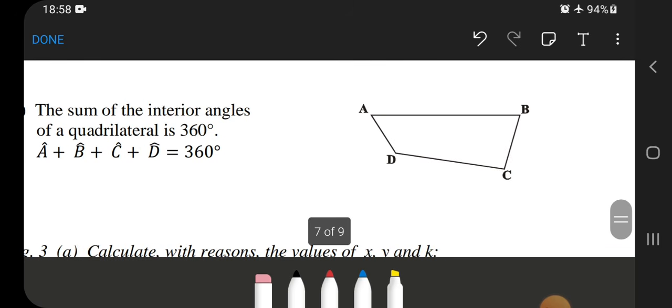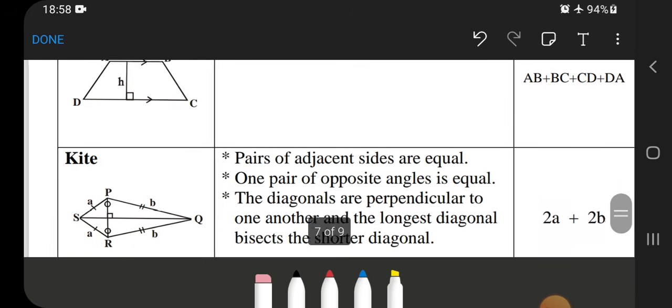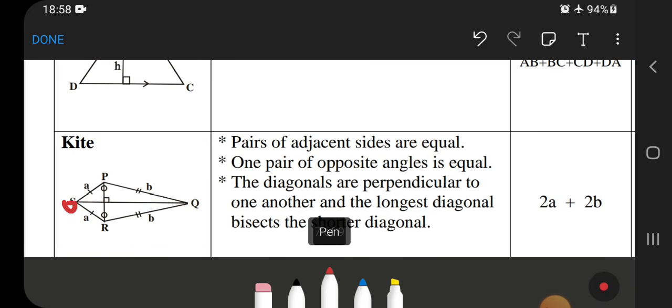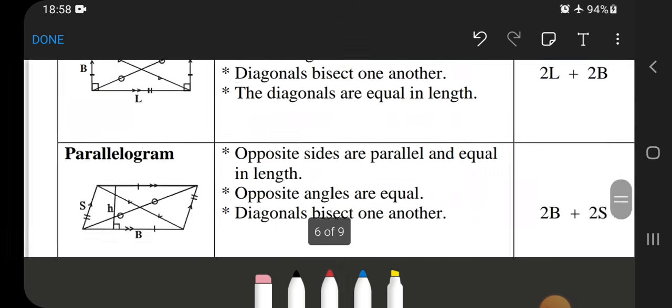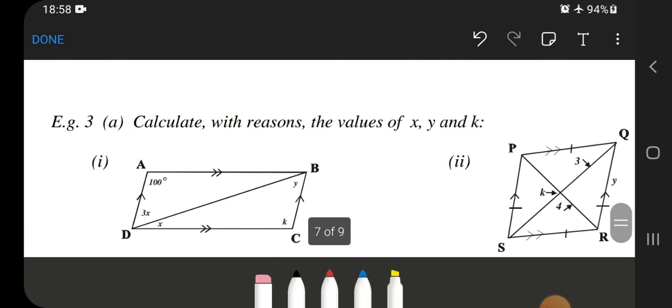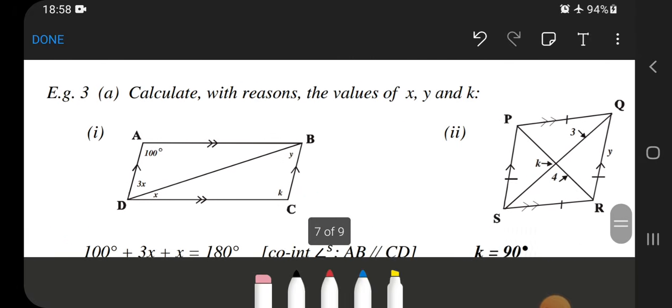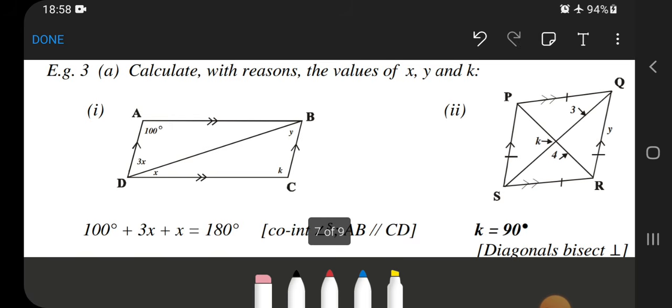Yeah, the sum of the interior angles of a quadrilateral is equal to 360 degrees. So everything you see here needs to give you 180. Like all these shapes, the angles inside must give you 180. Okay, calculate with reason the value of x.